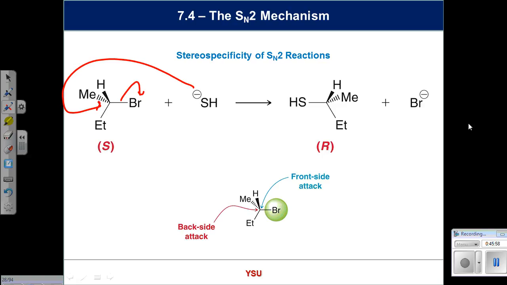Now, let's think about this logically. We have a tetrahedral carbon on the left. I'm bringing in electron density from this direction. What's going to happen to these bonds? They're going to get out of the way, right? Repulsion. Negative electrons repel. They're going to get out of the way.